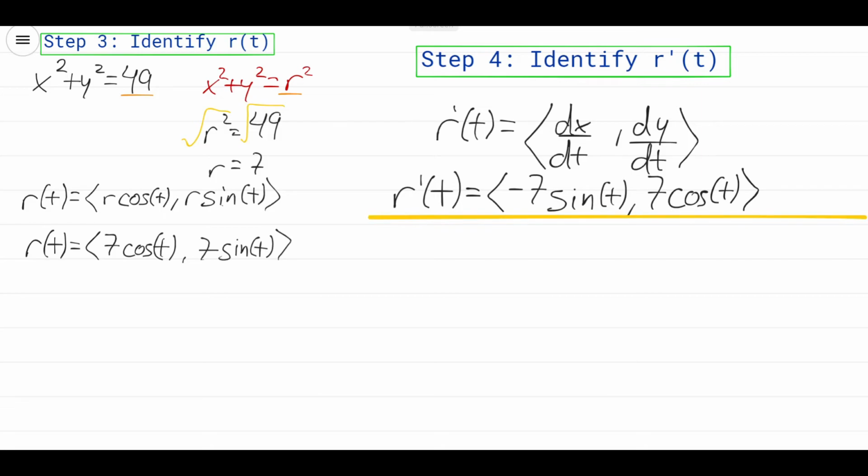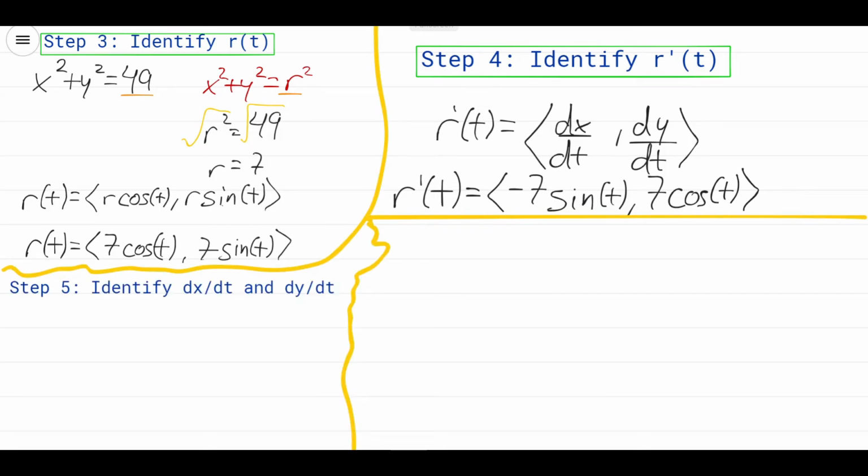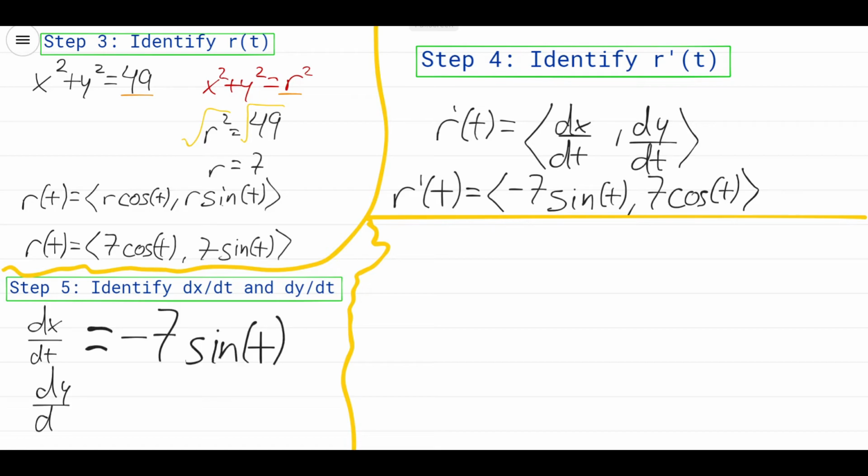Now we're going to split up the screen so we can have room to write. We're going to identify dx over dt and dy over dt, since we need to know these for our line integral. We know from step 4, if we identify r prime of t, dx over dt is the x component of the derivative of the position vector, and dy over dt is the y component of that vector. So dx over dt, which we already computed, is negative 7 times sine of t, and dy over dt is 7 cosine t.